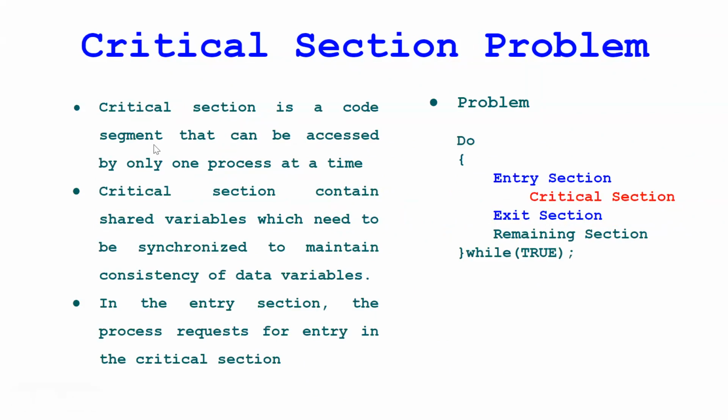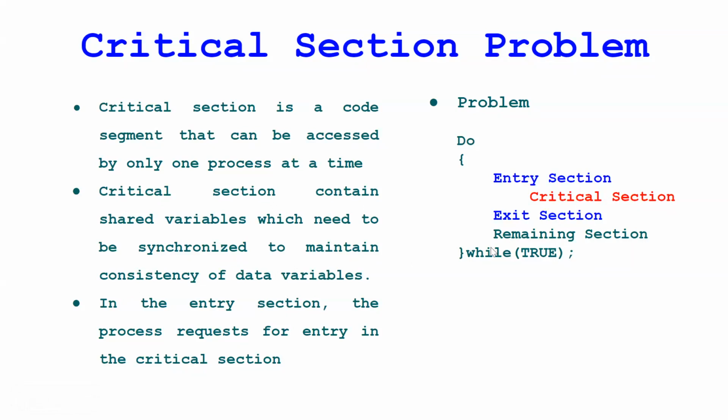So the critical section is a code segment that can be accessed by only one process at a time, right? You can see here, I have written in red color that you just assume that is a critical section. The critical section means any code, or we can say a place where we can put the shared variables, and all the other cooperating processes can access the shared variables from that place. So the critical section contains shared variables which need to be synchronized to maintain consistency of variables.